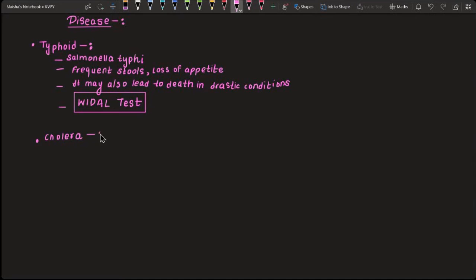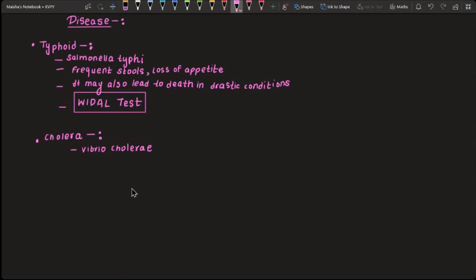Now, coming to cholera. Cholera is another disease which is caused by bacteria. It is very similar to typhoid because it is caused due to consumption of contaminated food and water. This is caused by the bacteria Vibrio cholerae.